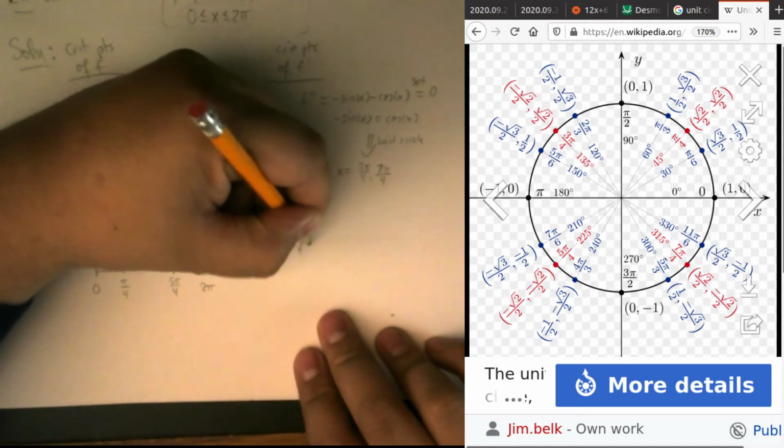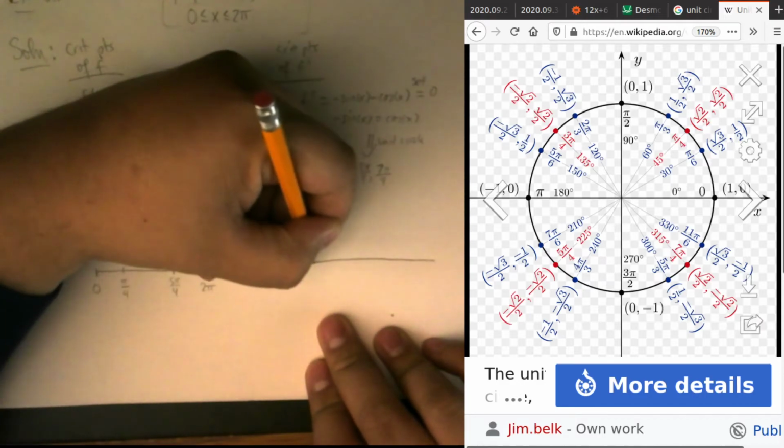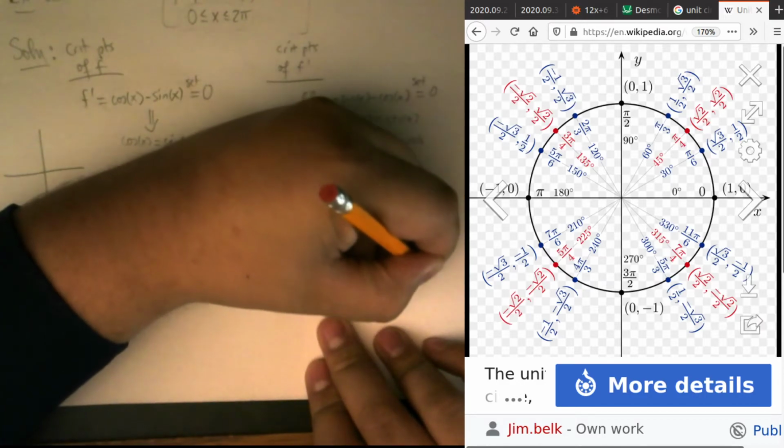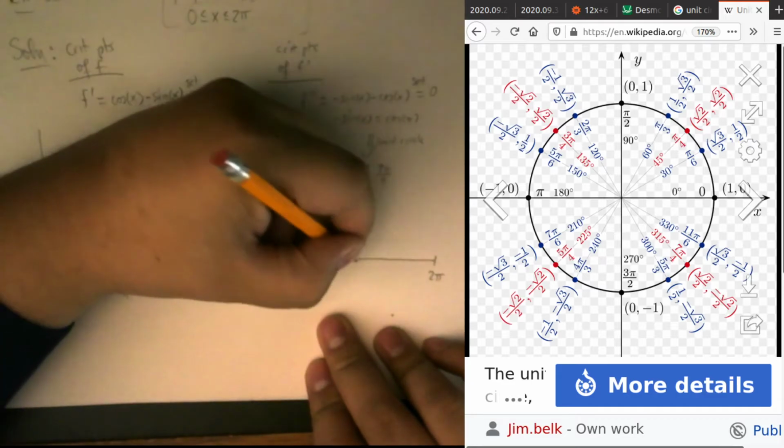here's f double prime. All my kids are awake. Usually I'm at work. They'll be happy to see me.